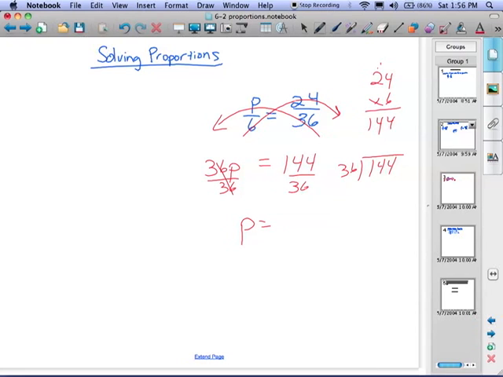36 goes into 144 4 times maybe. 4 times 6 is 24. 4 times 12 is 144. And we find that the variable p has to be 4. Please make use of multiplication and division off to the side on your paper because there's plenty of paper. Solving proportions.